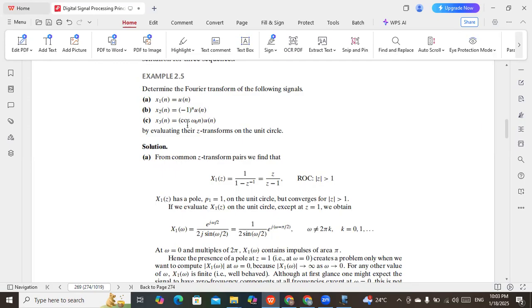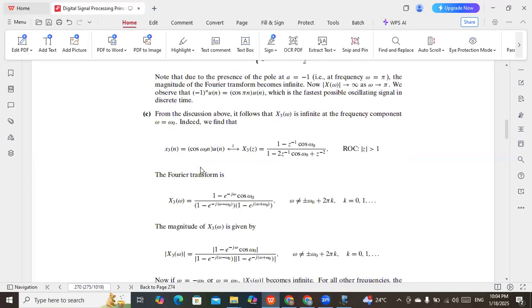Okay, so maybe if you have this kind of omega naught n, maybe it is easy to use the Euler formula here. So cos omega naught n can be written as e to the power j omega naught n plus e to the power minus j omega naught n, divided by 2. The u[n] means it is on the plus side. u[n] is from the plus side, 0 to infinity. So this u[n] just implies that the signal is on the plus side, not the minus side, minus infinity. It is starting from 0 to infinity. So try to do this one using the Euler formula. It will not be much difficult. Okay, try to do this.